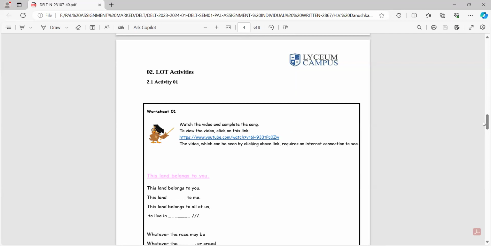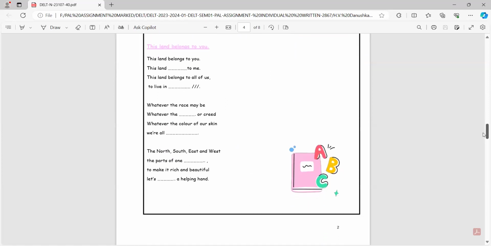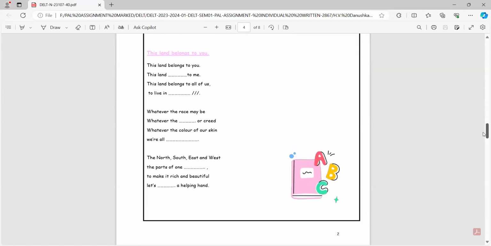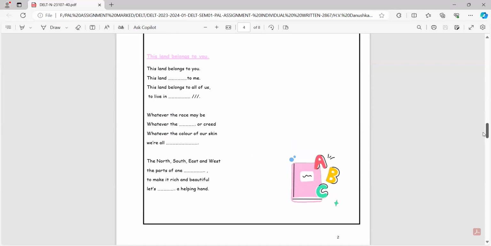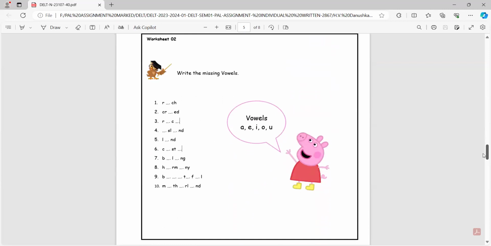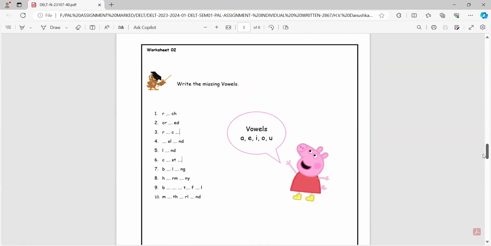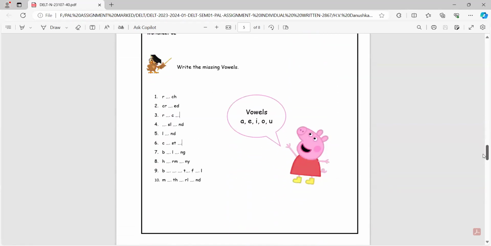Grade 5s, of course, they can do it now. This land belongs to you. So they listen or watch and then complete. Okay, right. This is done at home. Then write the missing vowels. These words are seen in the song. So write the missing vowels.